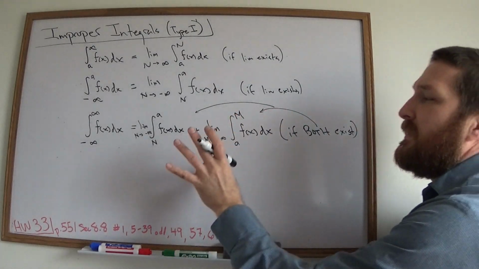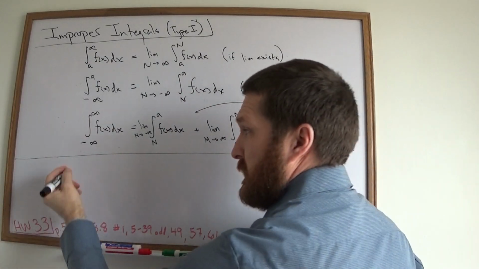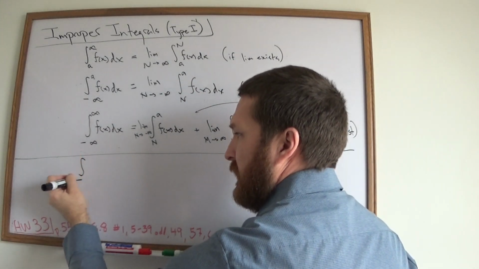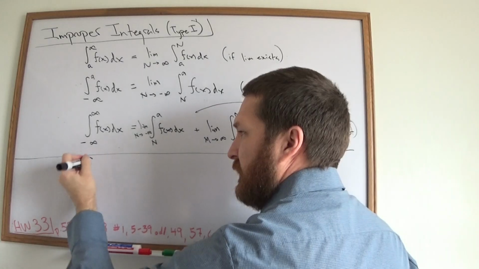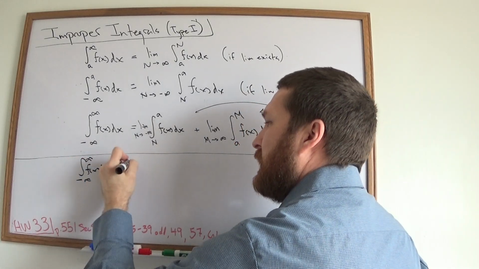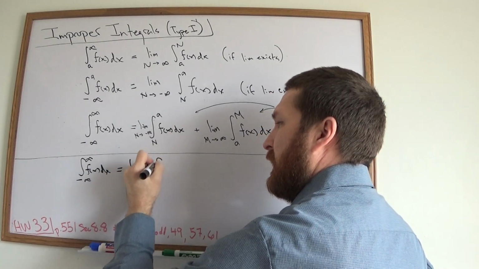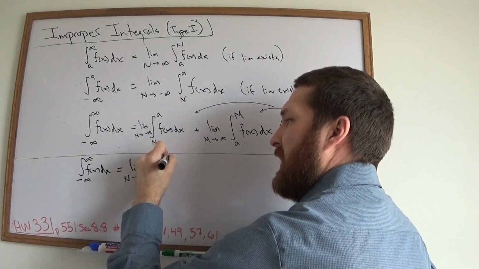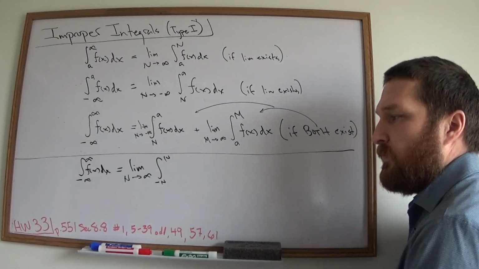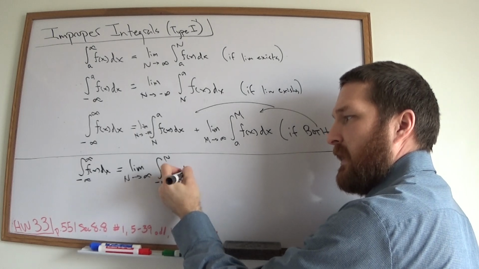Let's suppose that we did it the way that you would expect, the way that I would expect, and say, okay, the integral from negative infinity to infinity of f of x dx, why don't we just define it this way? The limit as n goes to infinity of the integral from negative n up to n. Do the two limits at the same time, right? Well, let's see what happens.